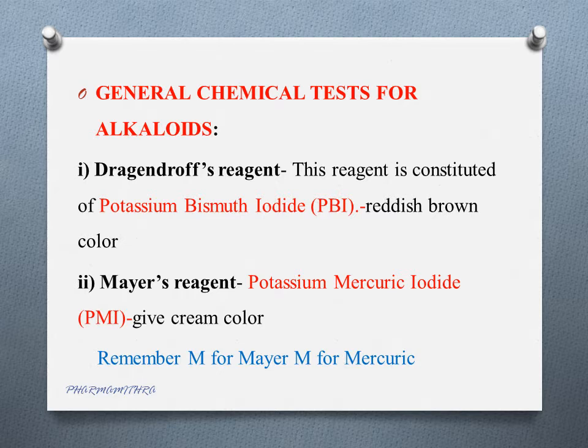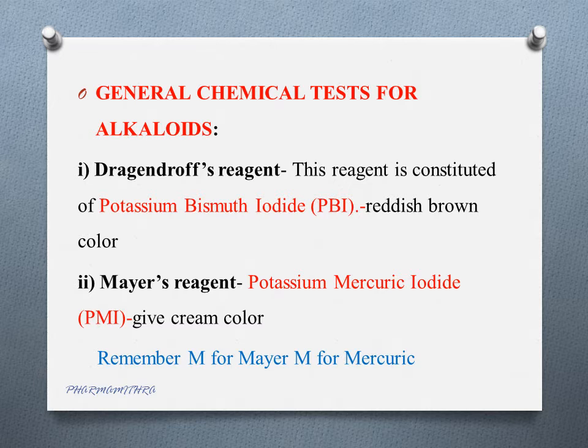First, Dragendorff's reagent: its constitution is potassium bismuth iodide, and it produces a reddish brown color. You may get confused about the content of Dragendorff's and Mayer's. Note that both are related to alkaloid, but for Mayer's, remember M for Mayer. Instead of bismuth iodide, M is the first letter of Mayer's reagent, so it contains potassium mercuric iodide. Mayer's reagent is potassium mercuric iodide, which gives a green color.